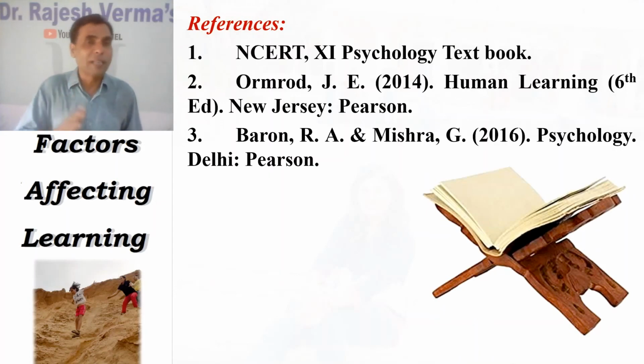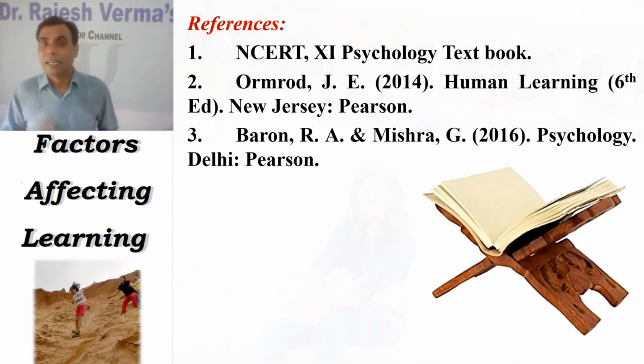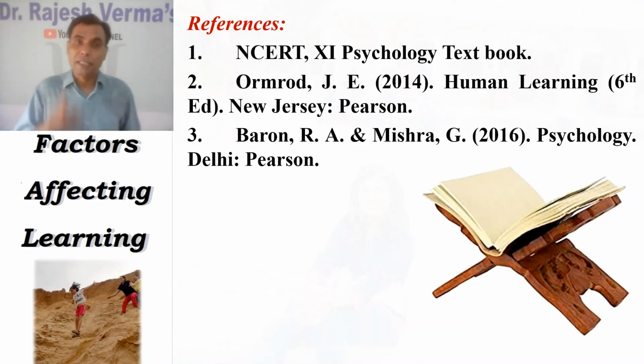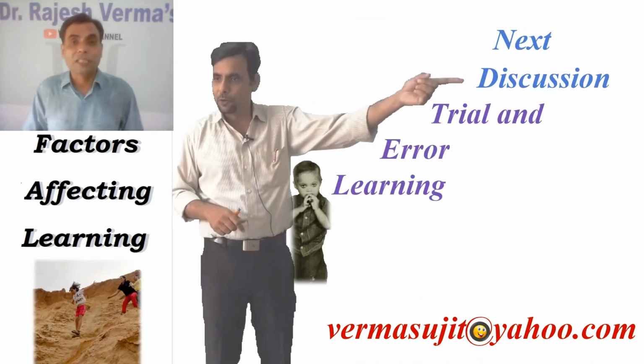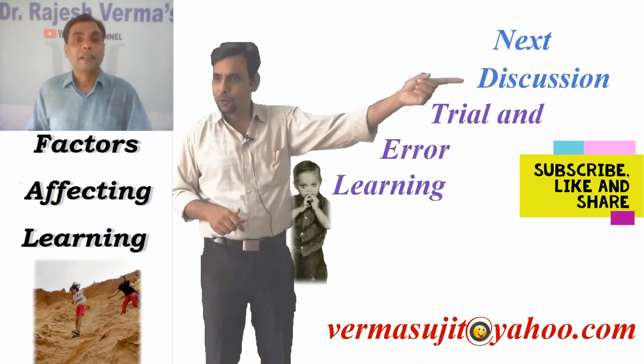Apart from that, there are other books also that define the factors that affect learning. So in this video, we have discussed the factors that affect classical conditioning, operant conditioning, observational learning, and the general factors. Before that, we discussed the characteristics of learning and the definitions of learning. My dear friends, next we are going to discuss trial and error learning.